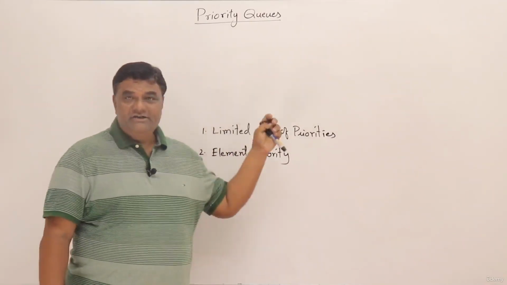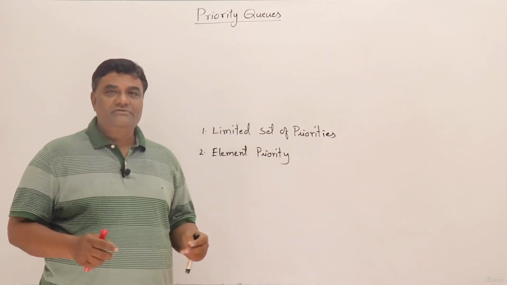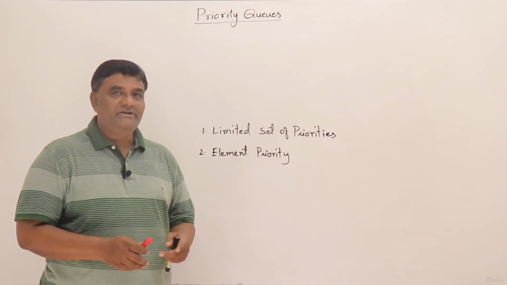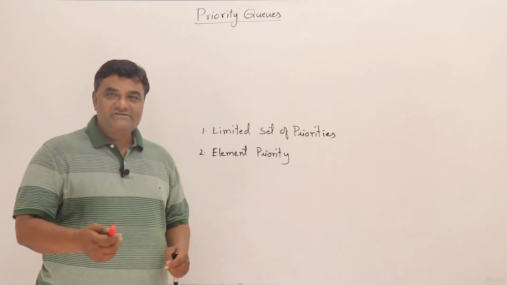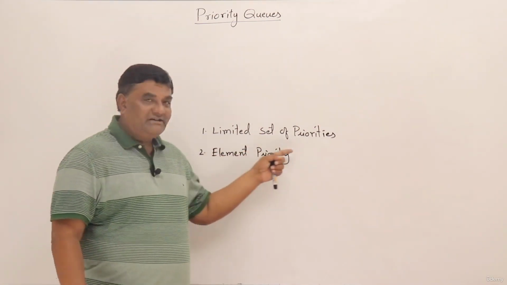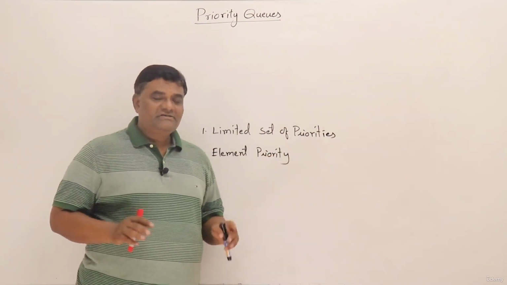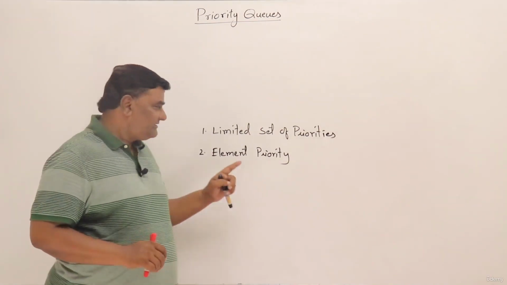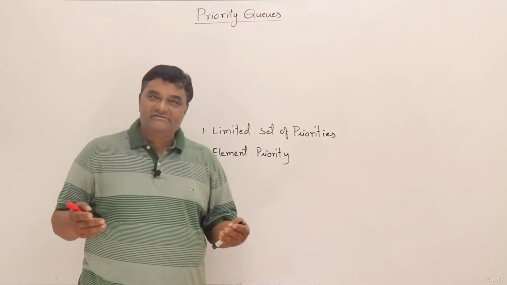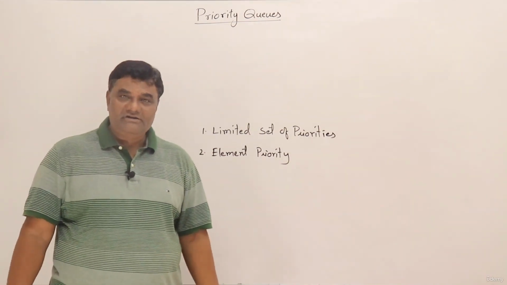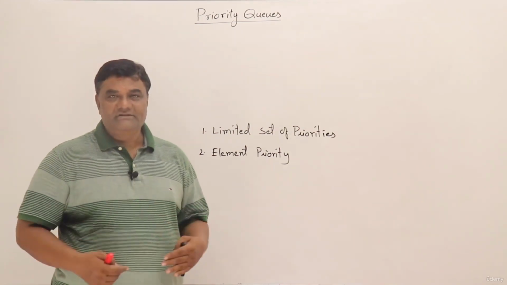Topic is priority queues. There are two methods of implementing priority queues depending on the situations. So we'll study them. One is a limited set of priorities, meaning already priorities are fixed. The next is element priority, where the element itself will have its own priority. So let us see these two methods one by one.